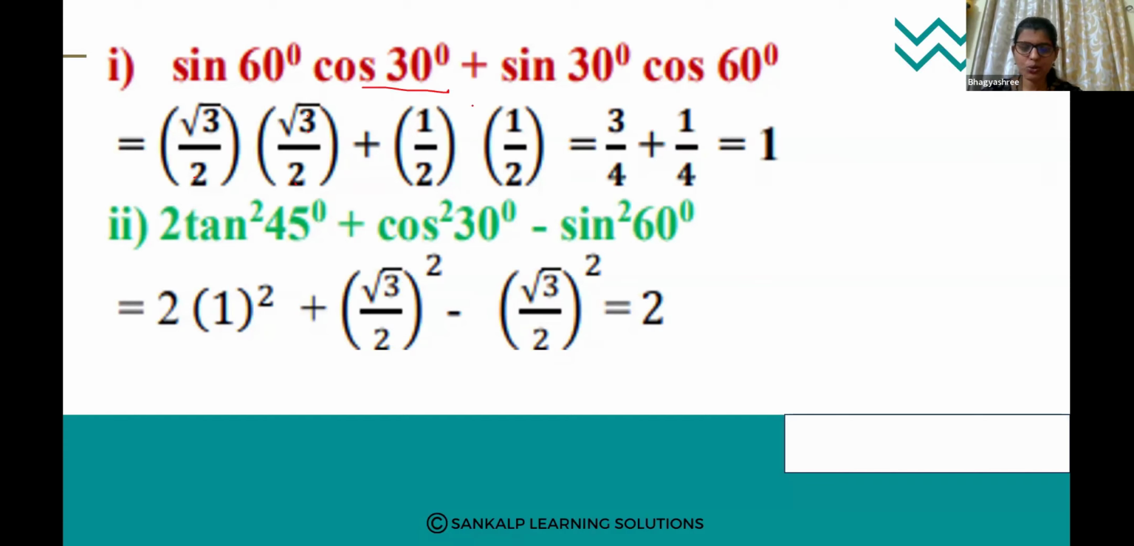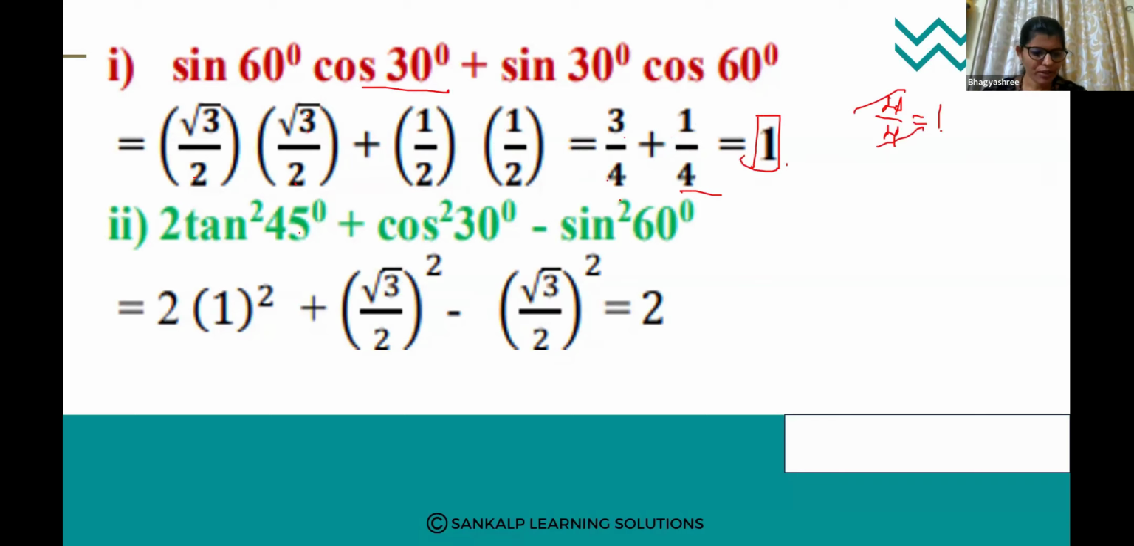So root 3 into root 3, that is 3. 2 into 2, that is 4. Plus 1 into 1, 2 into 2, that is 4. 3 by 4 plus 1 by 4. 3 plus 1, 4 by 4, that's equal to 1. So the answer is 1.